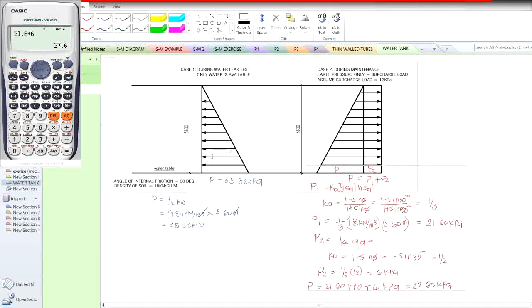Did you notice, if we try to compare pressure 1 and pressure 2, for the first case you might guess that this is smaller because it's only represented by one shape, which is triangular. While for the second case, it is represented by two shapes, triangular and rectangular. You might guess that this is bigger as compared to the first case, but as you can see, the pressure at the base for the second case is 27.6 as compared with the first case of 35.32.